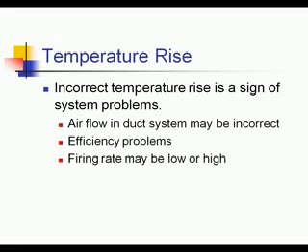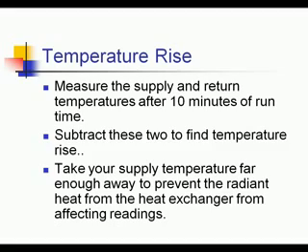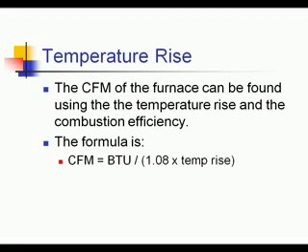The temperature rise over the heat exchanger must also be correct for the furnace. The tag on the furnace will give the correct temperature across the heat exchanger. Incorrect temperature rise is a sign of system problems. Airflow in duct systems may be incorrect, there might be efficiency problems, and the firing rate may be too low or too high. In order to get your temperature rise, measure the supply and return temperature after 10 minutes of runtime. Subtract these two numbers to find the temperature rise. Take your supply temperature far enough away to prevent the radiant heat from the heat exchanger from affecting your readings.